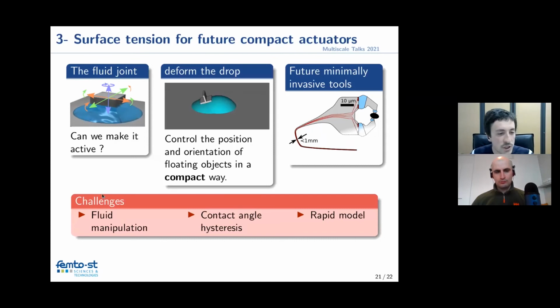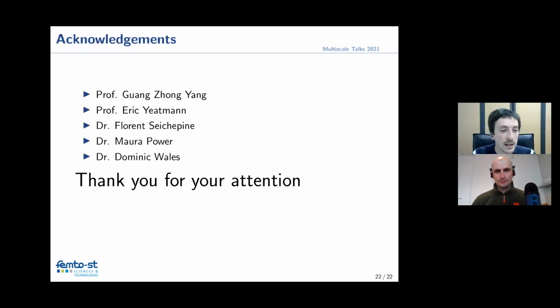Of course, there are a few challenges, mainly fluid manipulation to deal with contact angle hysteresis, which is also quite a good challenge, and there is a huge need for rapid modeling, so it can be used in both design and control. So thank you very much for your attention. I want to acknowledge all these people I have the pleasure to work with. Thank you.